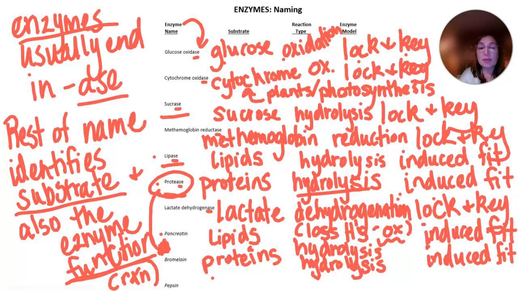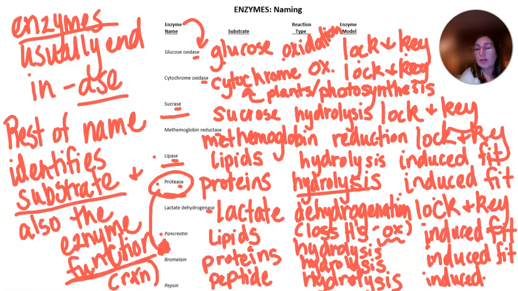And then what about pepsin? This is going to act on a peptide. So peptides are going to get broken down by hydrolysis. And since peptides are a pretty broad class of molecules, we're going to call that induced fit as well. So we're looking at, does this enzyme act on a specific molecule? That would be lock and key. Does it act on a broad class of molecules like lipids or proteins? That would be induced fit.